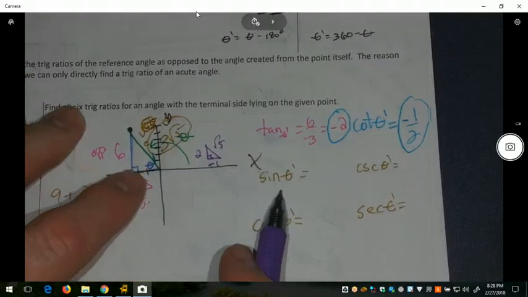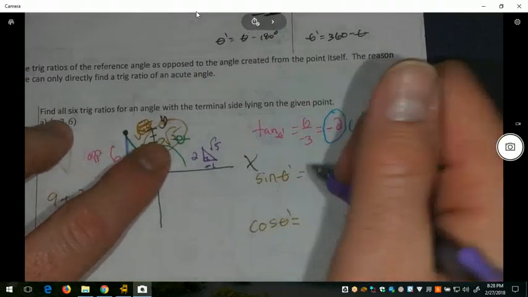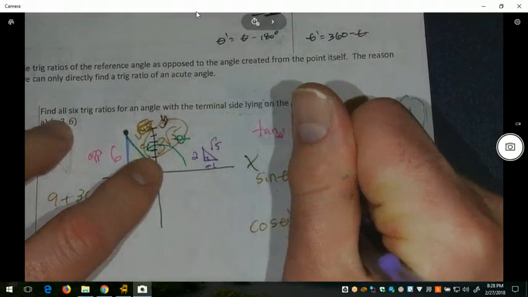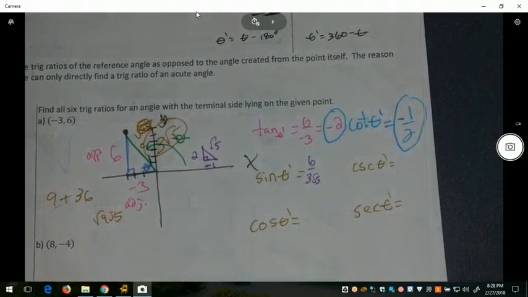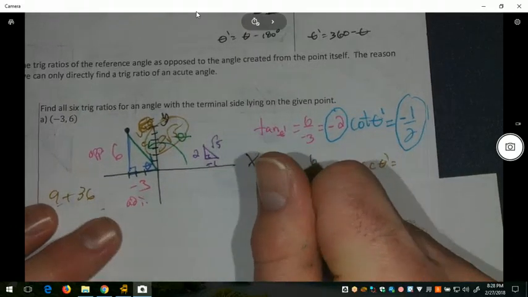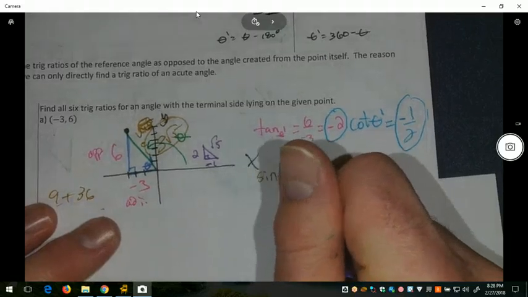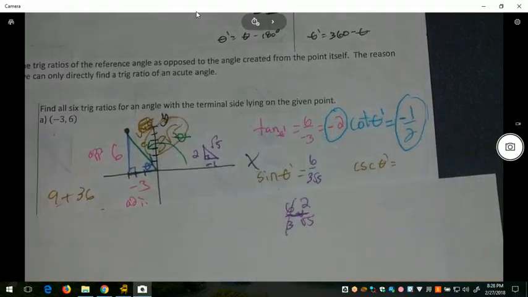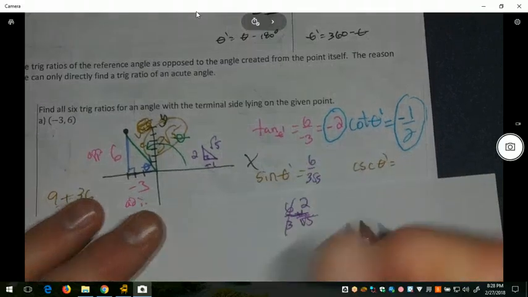So sine of this angle is opposite over hypotenuse, so I have 6 over 3 square roots of 5, which is a slight problem. I cannot leave my answer like that. First off, it's not simplified. Second off, it's got a radical in the denominator. Well, the 6 over 3 is easy enough. 6 over 3 is 2, and there's the square root of 5 in the bottom, so it's 2 over square root of 5.